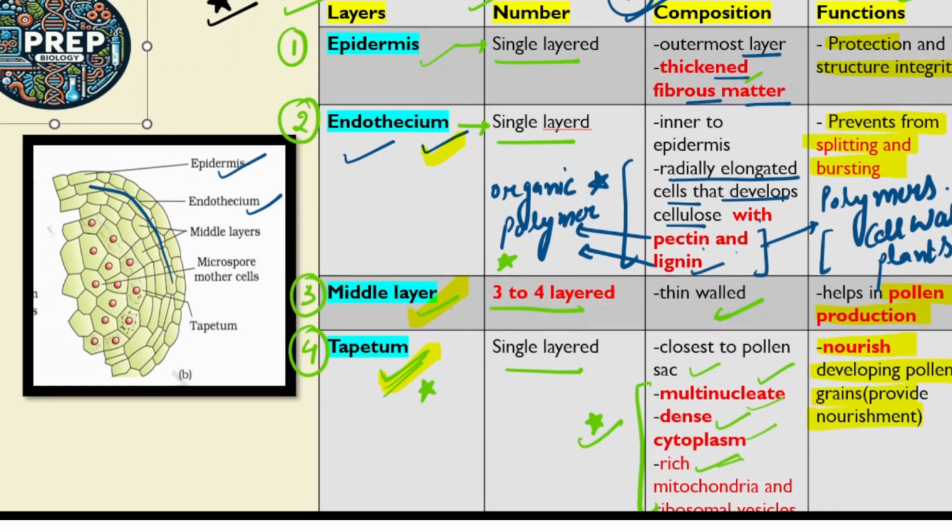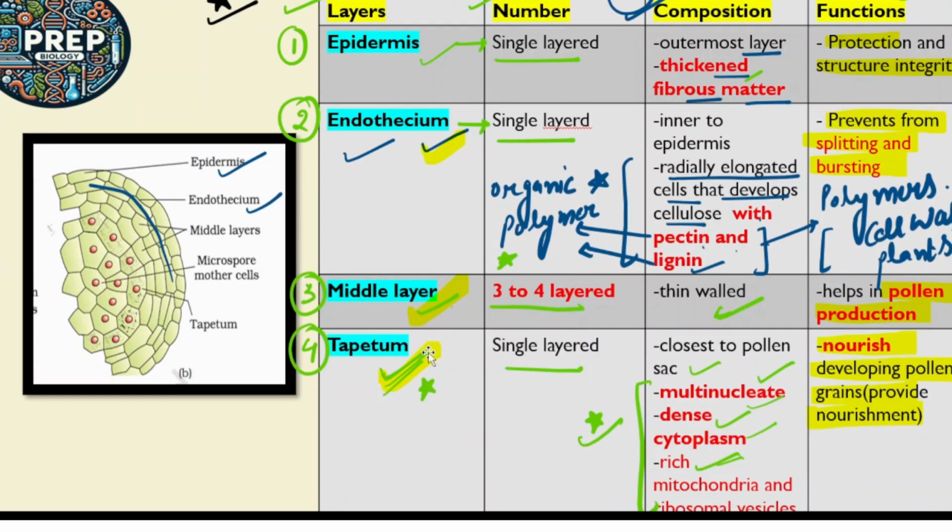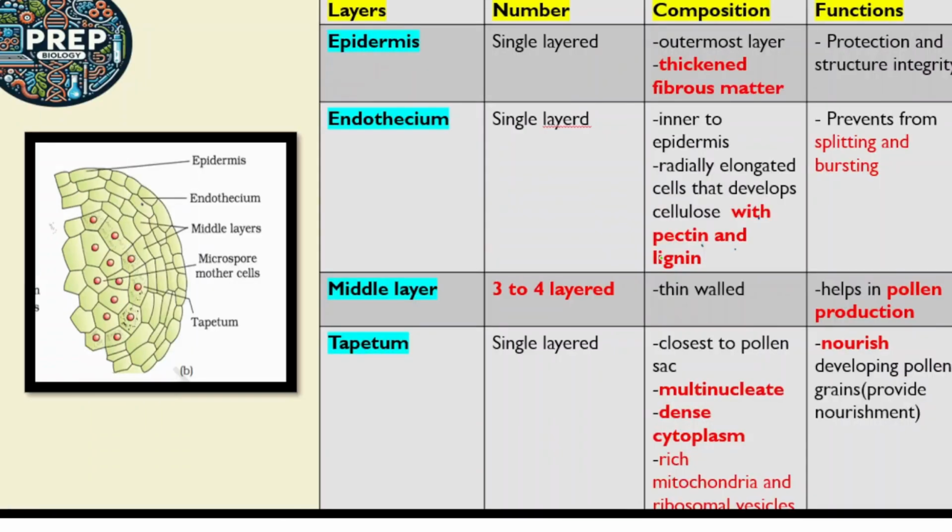So this topic is very important from the point of view of your 12th board exam. Every year you have around 1 to 2 questions from this topic. So the TS of anther and the anther walls, and their function and composition, is very important. So make sure this topic is clear to you all.